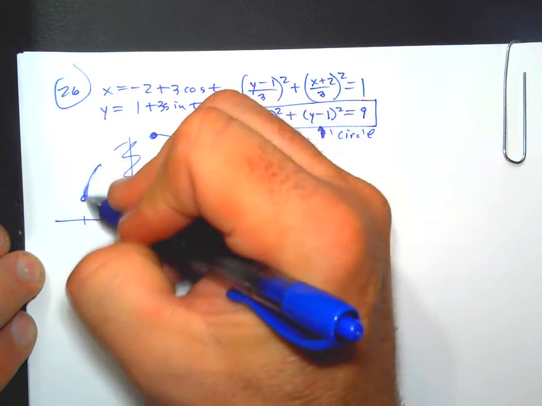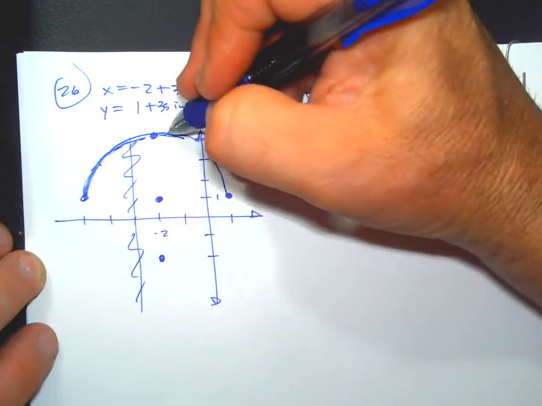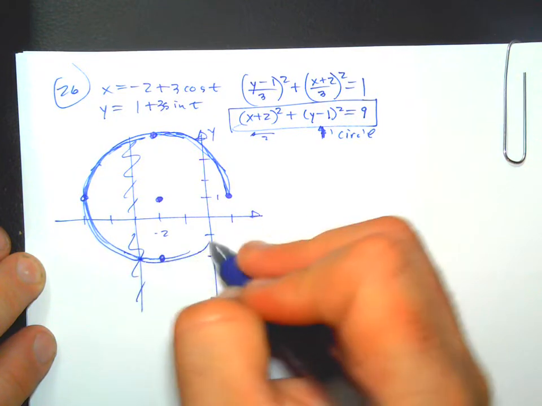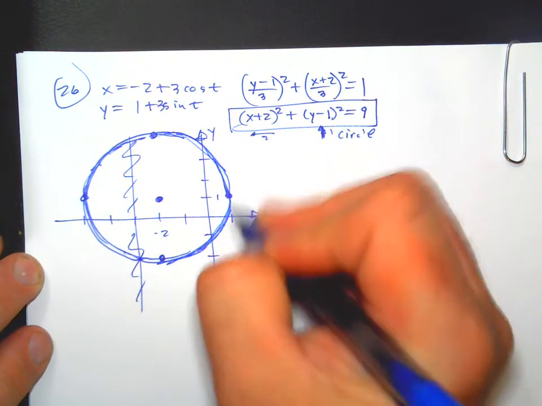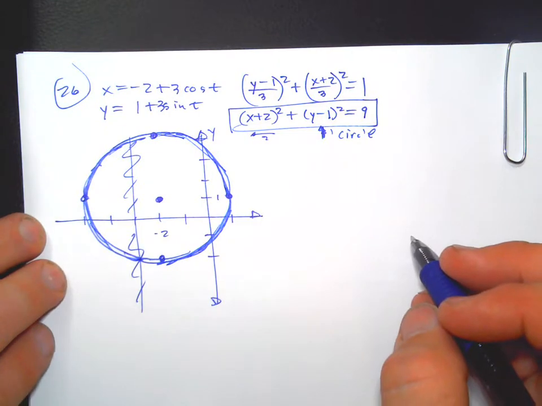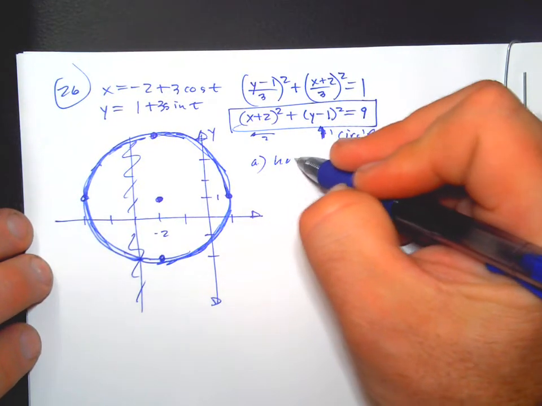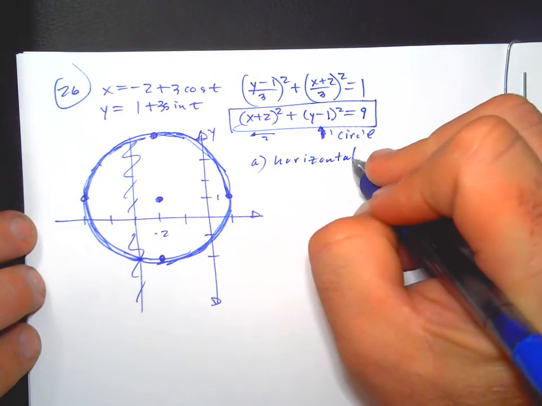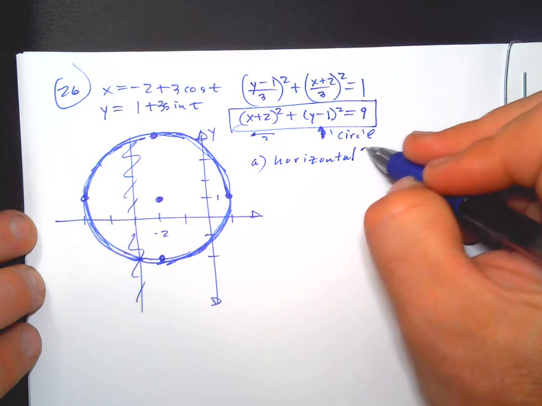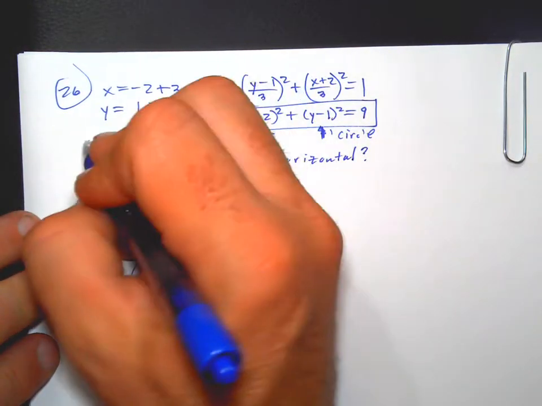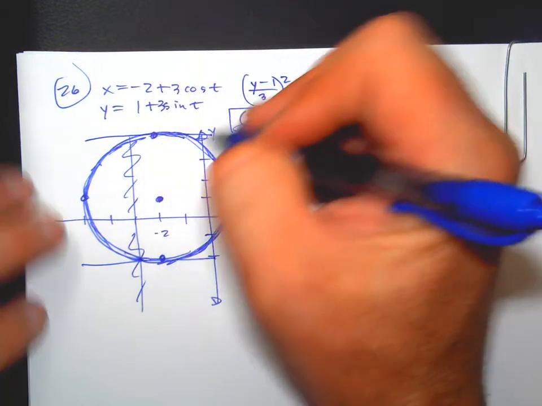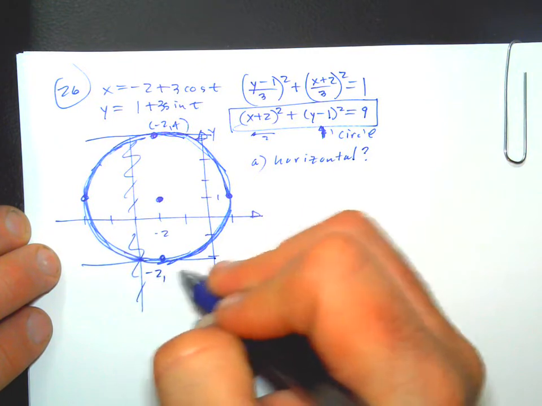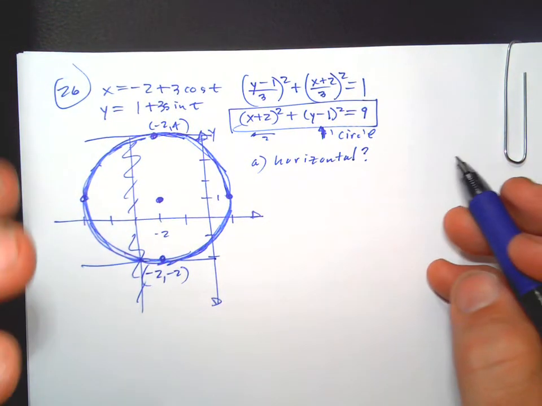Now I'm just going to darken the whole thing because we're not restricted to any certain times. It's just going to keep repeating itself. But that's it. Now, part A, we're looking for horizontal tangents, where the slope of the tangent curve is horizontal. And we can see that in the picture. It's here and here. So we already know what the answers are. This is -2, 4, and this is -2, -2. But we're going to show the calculus to find it.